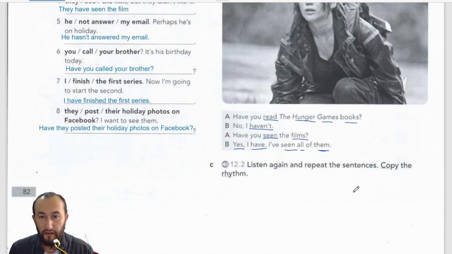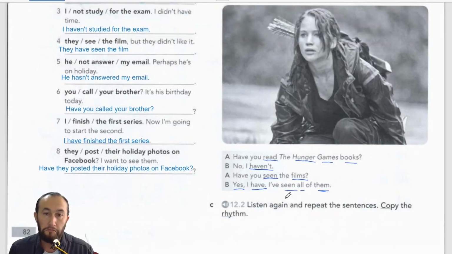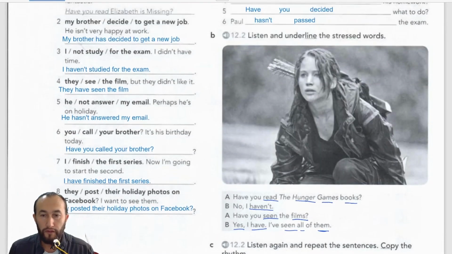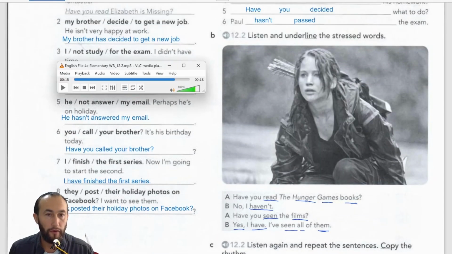Exercise C, saying listen again and repeat the sentence, copy the rhythm. Okay, I mean, we've just done it already, so we're going to do it again one more time. Why not? 12.2. Have you read the Hunger Games books? No, I haven't. Have you seen the films? Yes, I have. I've seen all of them.